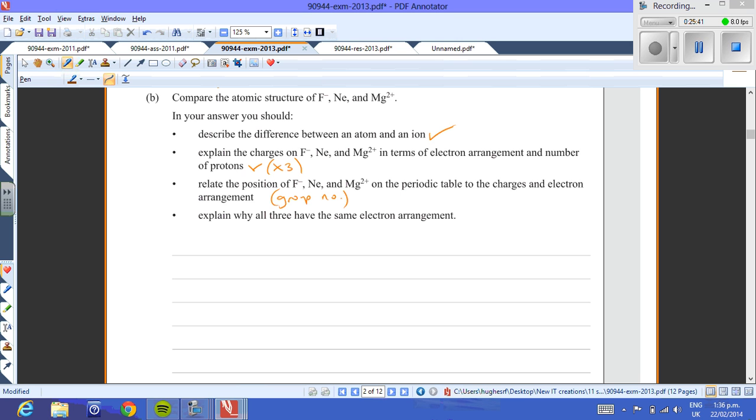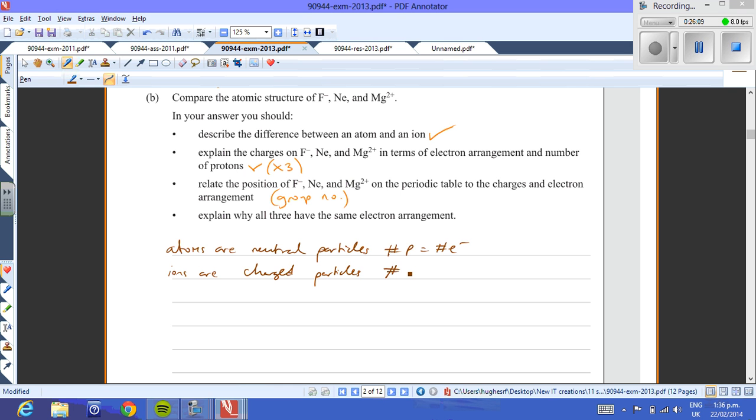So I will just provide a quick answer to this, and then we'll finish the video up on that, I think. Difference between an atom and an ion. Atoms are neutral particles. We've covered this many times at this stage, where the number of protons equals the number of electrons, whereas ions are charged particles.